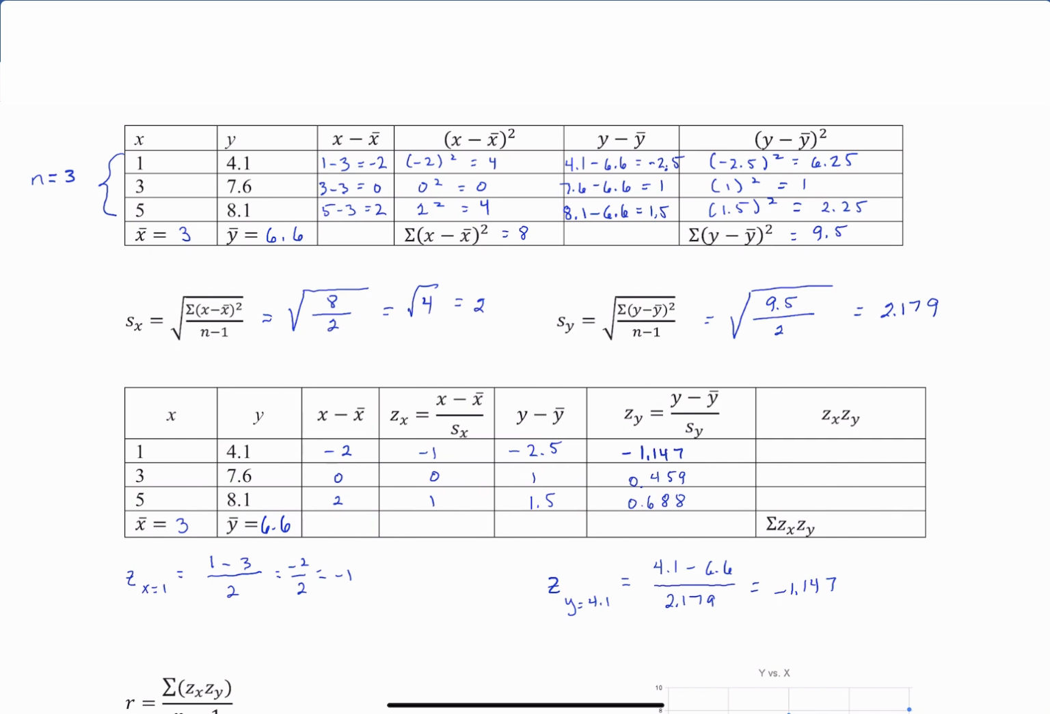Now to fill in the last column, we take each of our z sub y's and multiply by each of our z sub x's. So in the first column, in the first row, I'm going to have -1 times -1.147. Okay, that's that times that, which gives me a positive 1.147. Then for the next row, I'm going to have a 0 times a 0.459. That's going to be a 0. And for the last row, we'll have 1 times 0.688, which will be 0.688.